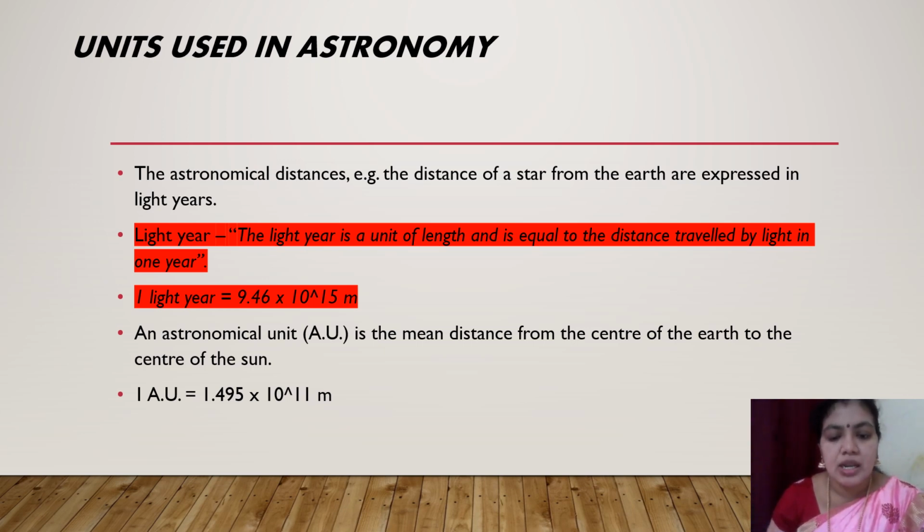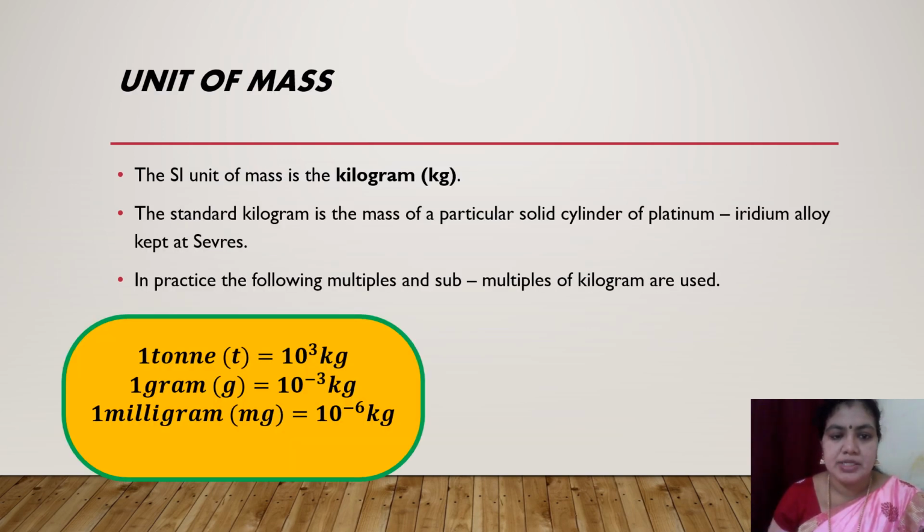And I have a still larger unit called the astronomical unit, AU. It is the mean distance from the center of the earth to the center of the sun, which is equal to 1.495 into 10 to the power 11 meter.